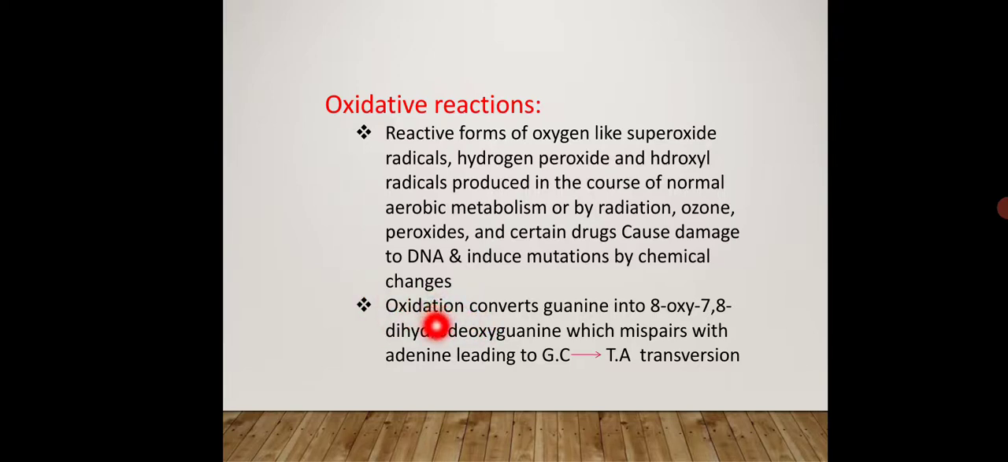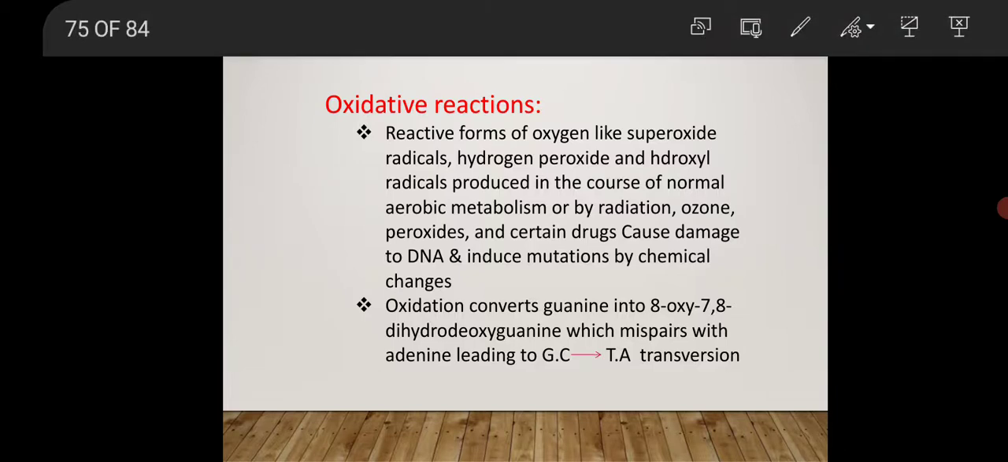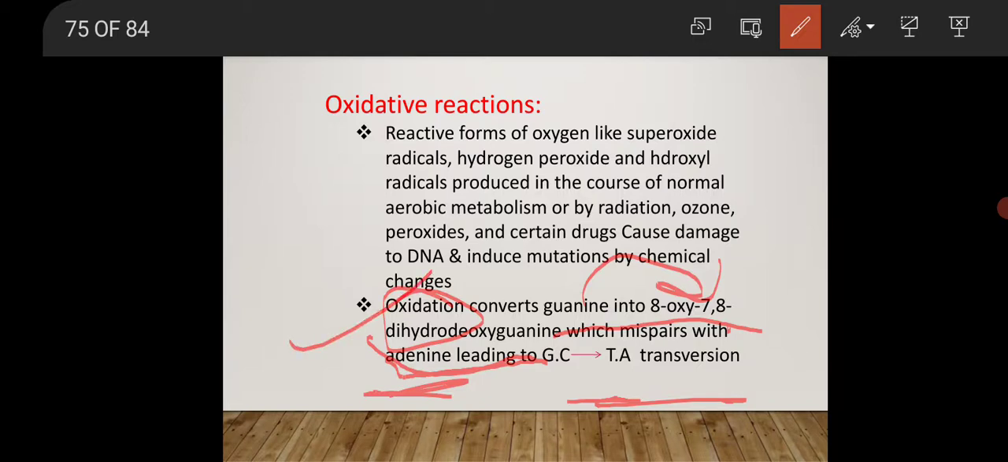Here, by the oxidation process, guanine is converted into 8-oxy 7,8-dihydrodeoxyguanine. So normal guanine converts into this mutated form. This mutated form mispairs with the adenine, which leads to GC to TA transversion. Until now we saw transitions, but here a transversion has happened, meaning purine is replaced by pyrimidine and pyrimidine is replaced by purine.